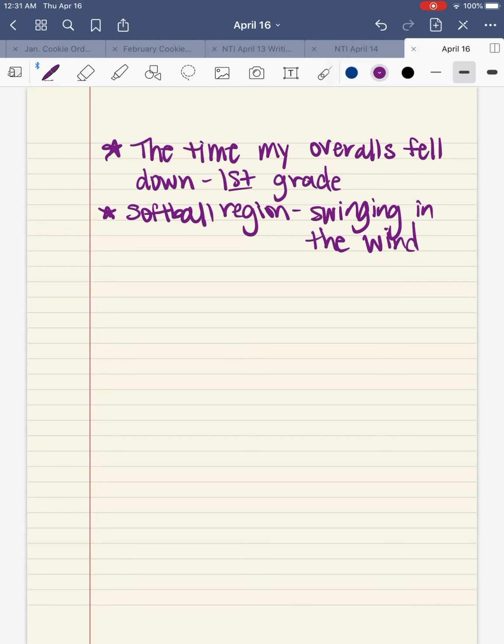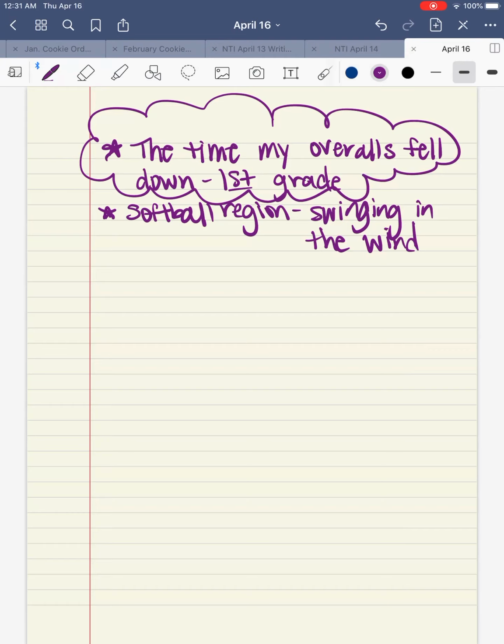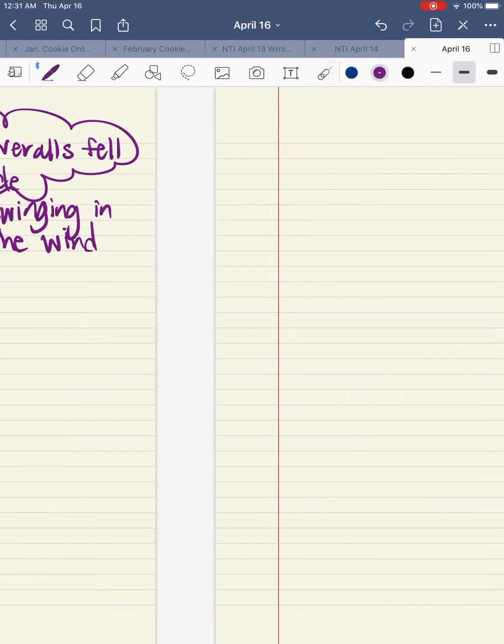So the one that I want to write about is the time my overalls fell down. Now, I know on Monday I told you guys to write about experiences that you can recall a lot of details about or come up with a lot of details about. Now, I know that this was, gosh, almost 30 years ago. But because I was so scarred and so traumatized by this event, I remember so much of it. And what I cannot remember, guess what I'm going to do? I'm going to fill in. I'm going to make it up.